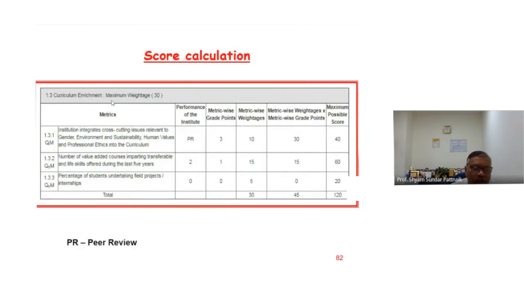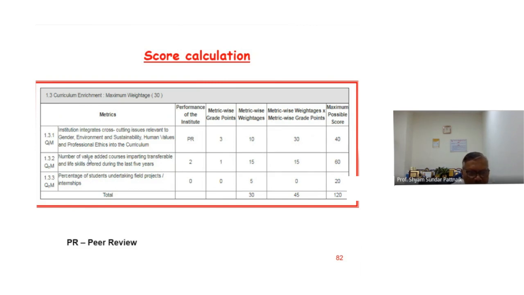Then they come to the score calculation. See how the scores are calculated for qualitative and quantitative metrics. Now, the institute integrates cross-cutting issues related to gender and environment. As you know, this is a qualitative metric. Here it is written qualitative metric, so the performance of the institute is peer review based. The metric-wise grade point is 3. The metric-wise weightage is 10. So metric-wise weightage into metric-wise grade point becomes 30. So they got 30 out of a maximum possible score of 40.